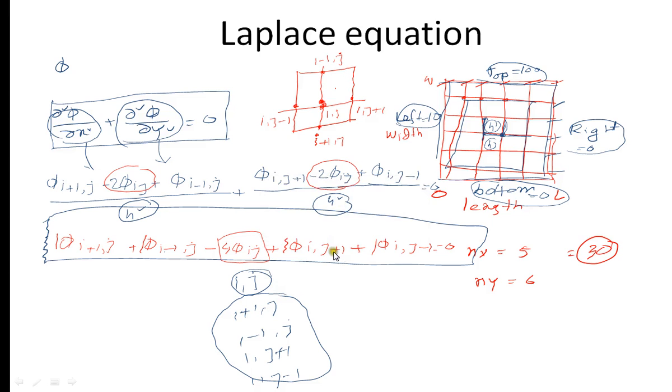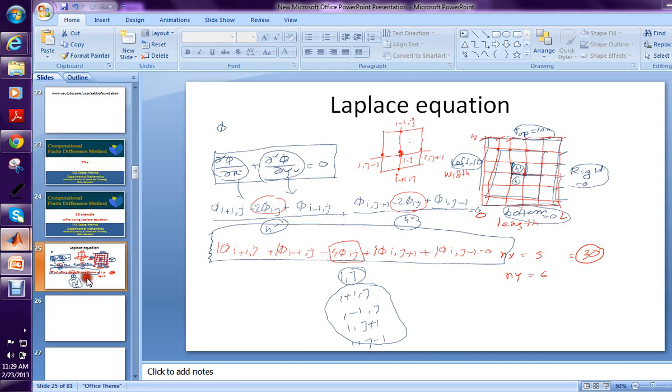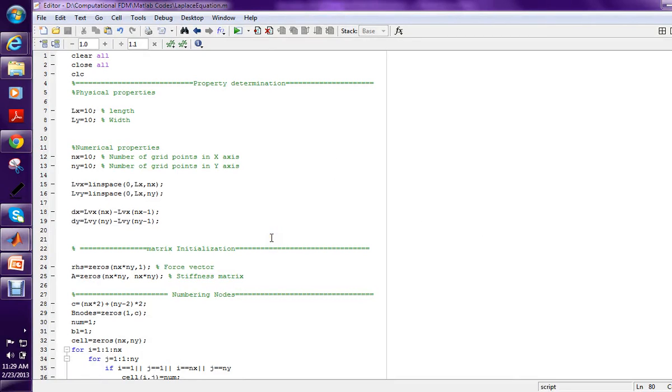So I think it'll be better this way. I've written some code for you previously, so that everything is cleared first. Here we also have to determine the physical properties of the problem.